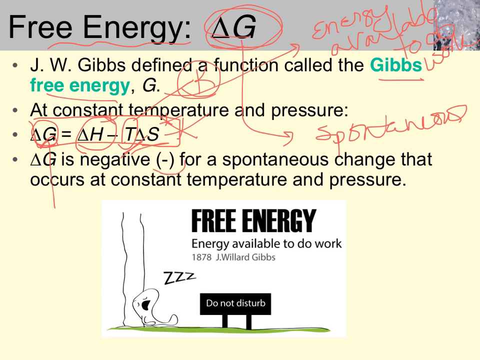Delta G has a mathematical sign of negative for a spontaneous reaction. So it's energetically favorable if it has a negative sign. If delta G has a positive sign, that process is non-spontaneous.